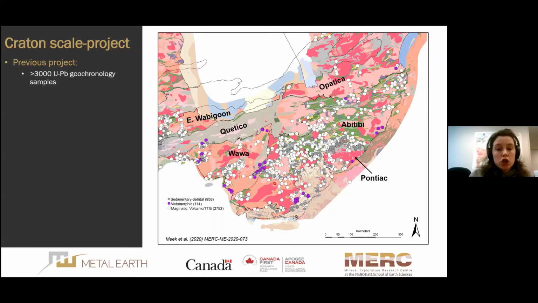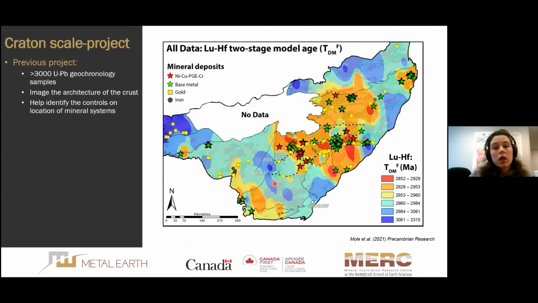It's not just the uranium-lead geochronology from zircons, but also zircon hafnium and oxygen isotopes, in addition to trace elements. He then used it to image the architecture of the crust and to help identify the controls on the location of the mineral systems. I have a figure here that was presented in Phil's talk that shows a lutetium-hafnium map, which illustrates what the work on the zircons that we are doing can result in.